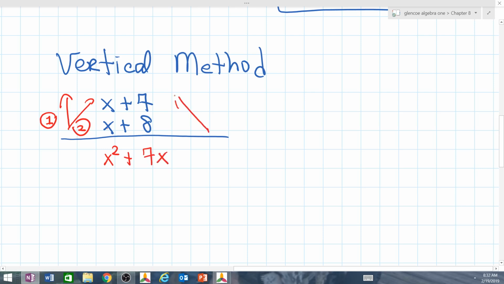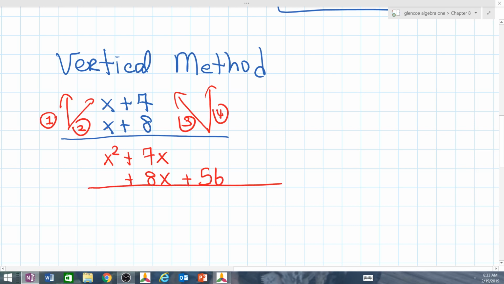Then my next one will be 8 times x, which gives me 8x. And then my last one is going to be up and down, 8 times 7, which is 56. So the arrows here are going to help you know which direction you're multiplying. You're going to go up and then to the right, then you're going to go to the left, and then you're going to go up with the last two terms.